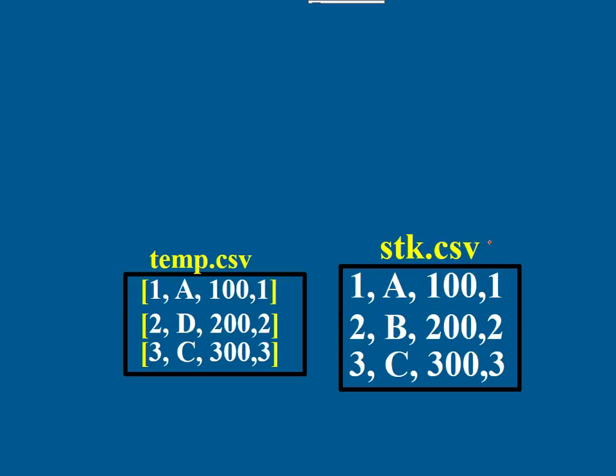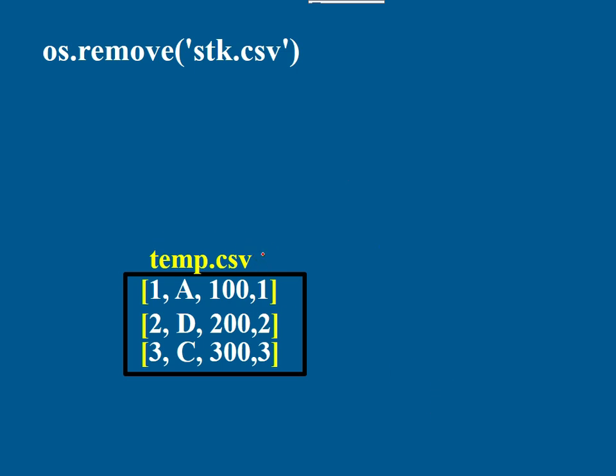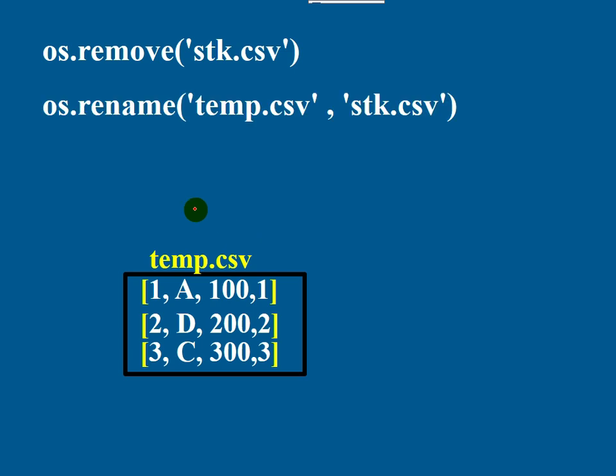Now, this file should be removed from the hard disk. So os.remove stock.csv. So this is removed from the hard disk. Now this file should be renamed as stock.csv. So you can write os.rename. The existing name should be written first, followed by the new name. So this becomes stock.csv and in the new stock.csv, the modified record comes. So this is how you modify a record from a CSV file using a temporary file.